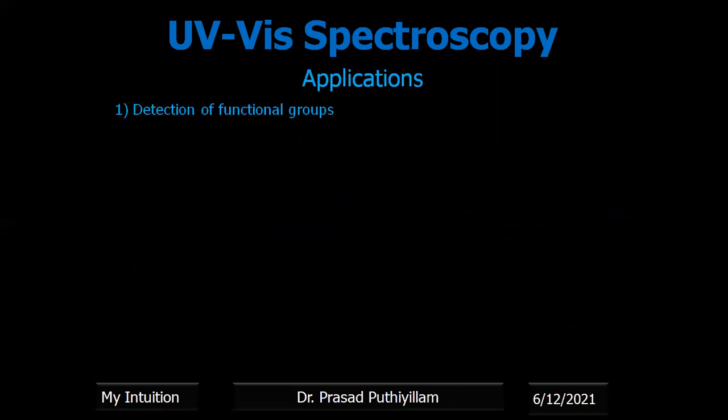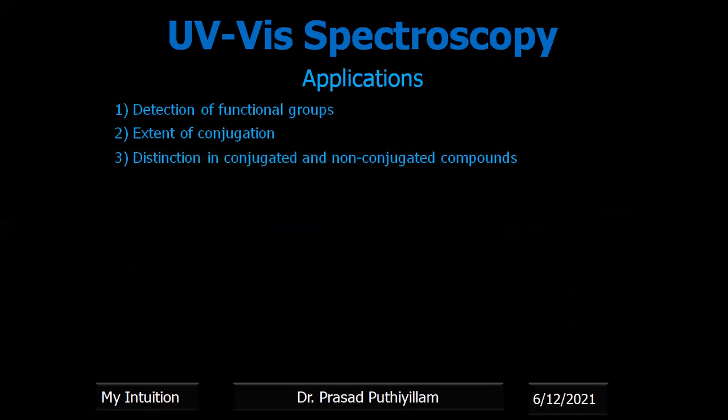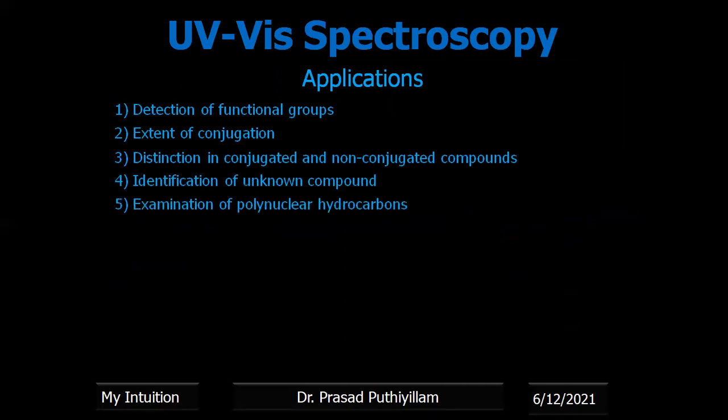Applications of UV visible spectrophotometry in general. Detection of functional groups, it can be used. To identify the presence of extended conjugation we can also use it. Distinguishing between conjugated and non-conjugated compounds, that distinction can be done with UV spectrophotometry. Identification of unknown compounds, that we anyhow know it is used for. Examination of polynuclear hydrocarbons. Elucidation of structure of vitamins.